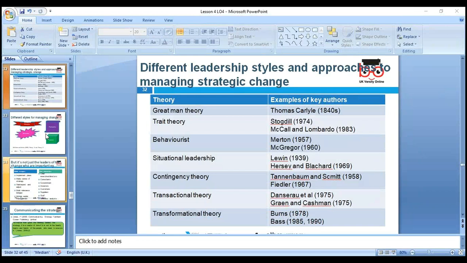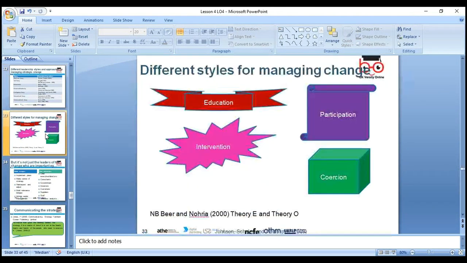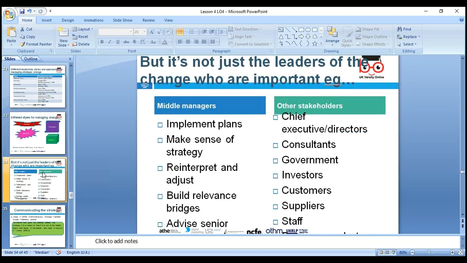Any questions? No. Okay, different styles of change: we need to manage education, intervention, participation, or coercion. We need to focus on these styles and be well aware of which style is required.